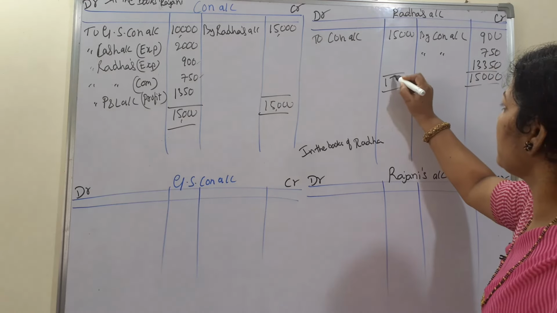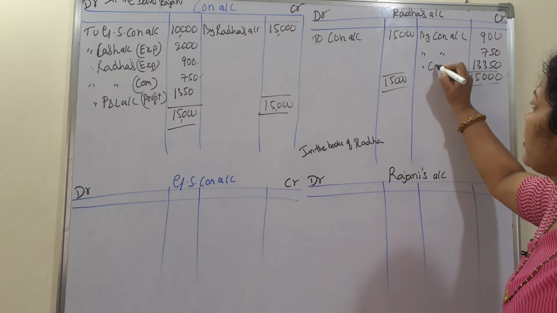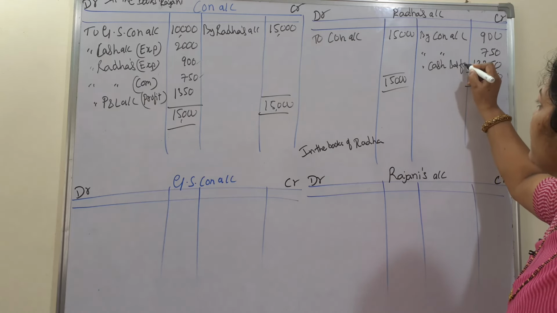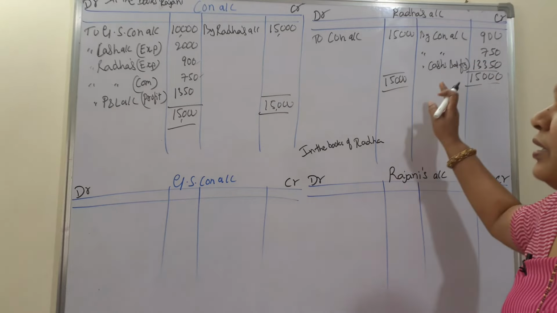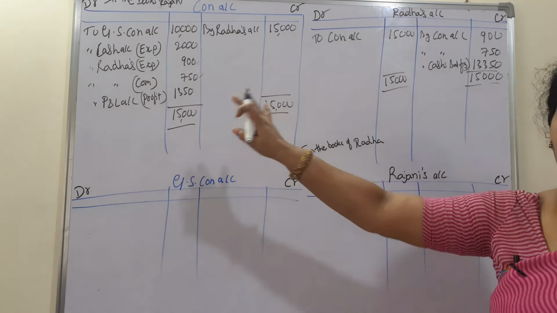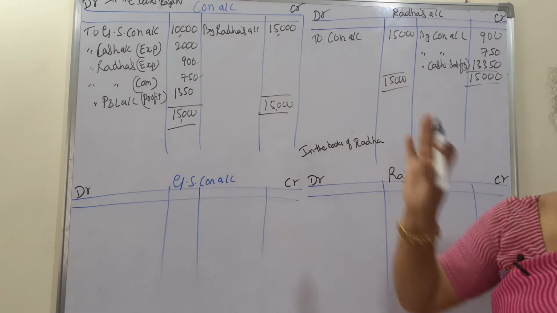Yes, 15,000. So this is by cash. This is the balancing figure. This 13,350 is going to be paid by Radha to the consignor Rajni. So this is the amount going to be remitted by Radha to Rajni.